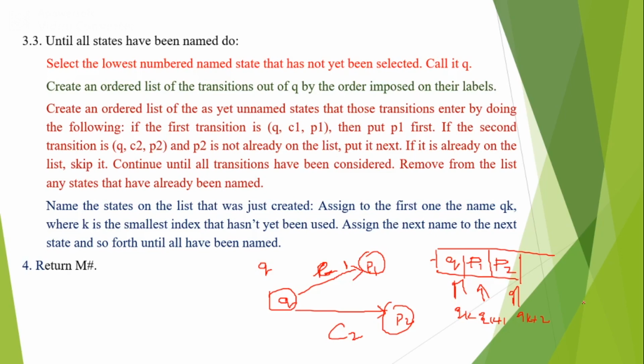Once you have assigned the names to all the states present in the FSM, you can return the machine. That is about canonical form of regular languages.